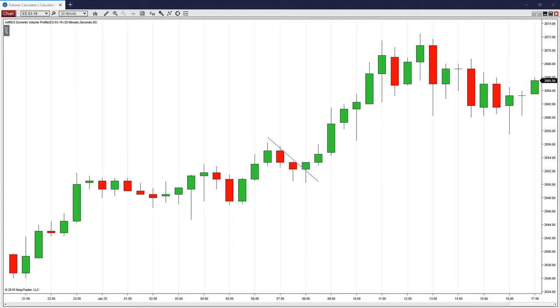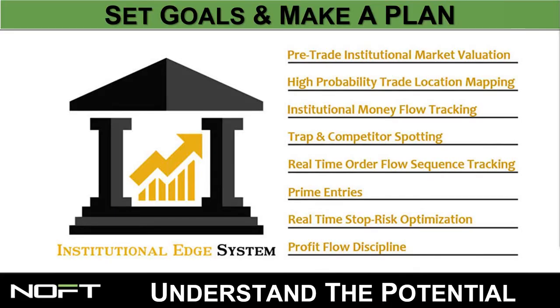The reason I take the time to explain that is because as we shift gears now and start looking at the data differently, looking at market footprints and order flows, all of that changes, because we're not going to be doing trend line breaks.